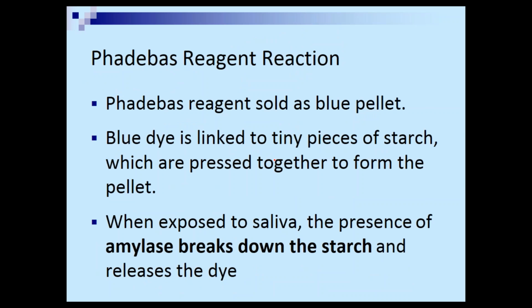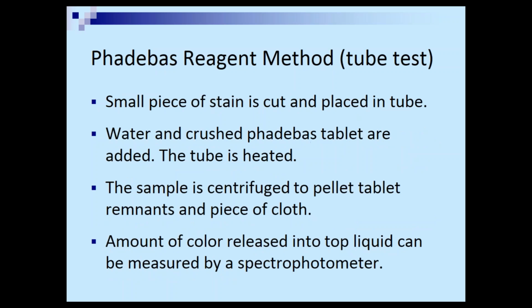Fadibus reagent is another way that you can test for saliva. It's sold as a blue pellet. It looks like a Flintstone vitamin, and it crushes up very easily. At the small level, it's actually tiny starch balls, and they're covered with a blue dye. So what you're doing in this test is you're looking to see if those starch balls are broken down by the amylase and the blue dye is being released. This is a little bit more complicated than some of the other tests, but we're looking to see if the starch is breaking down, if the blue dye is released.